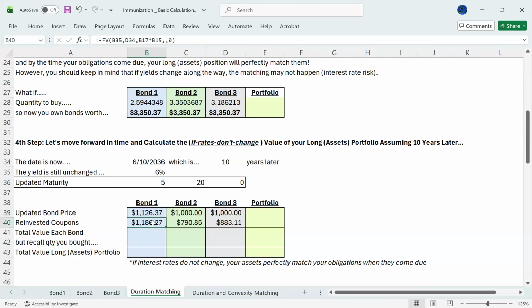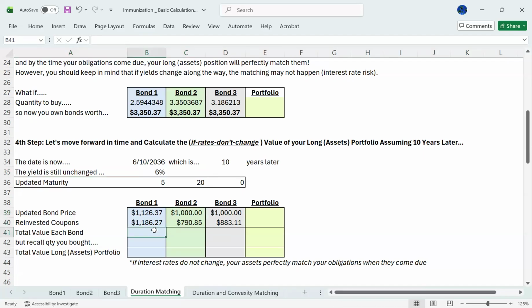And I will also have an account where I have been depositing the coupons that I received over these 10 years, and those coupons have been generating interest yield of 6%. That's a big assumption because I'm assuming my coupons are being reinvested at the 6% as well. So I have to reinvest my coupons in 6% instruments. The same thing for bond 2, the same thing for bond 3.